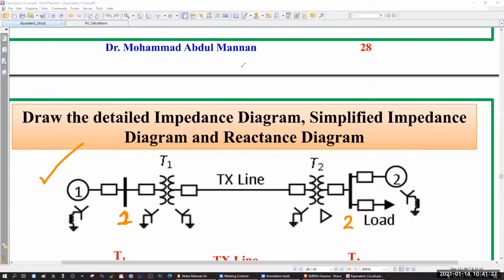Normally the power systems are very big: 14 bus, 30 bus, 33 bus, 100 bus, even 200 bus, okay? So two bus power systems are not real, but they are studied for their simplification, and because they are easy to understand, that's why they are given in the questions. Okay, so we are given a circuit like this.